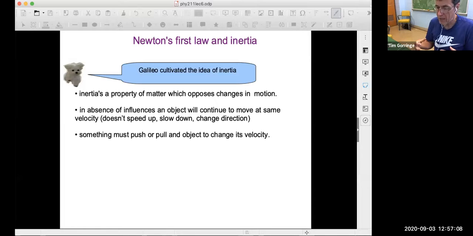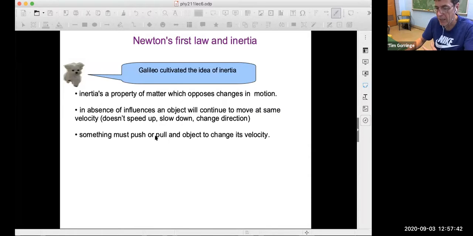So in the absence of external influences, that Newton called forces, because of an object's inertia, it will continue to move with the same velocity that it started moving with. So it won't speed up, it won't slow down, it won't change its direction. Something must influence that matter. Something must push it, something must pull it in order for its motion to change, its velocity to change.